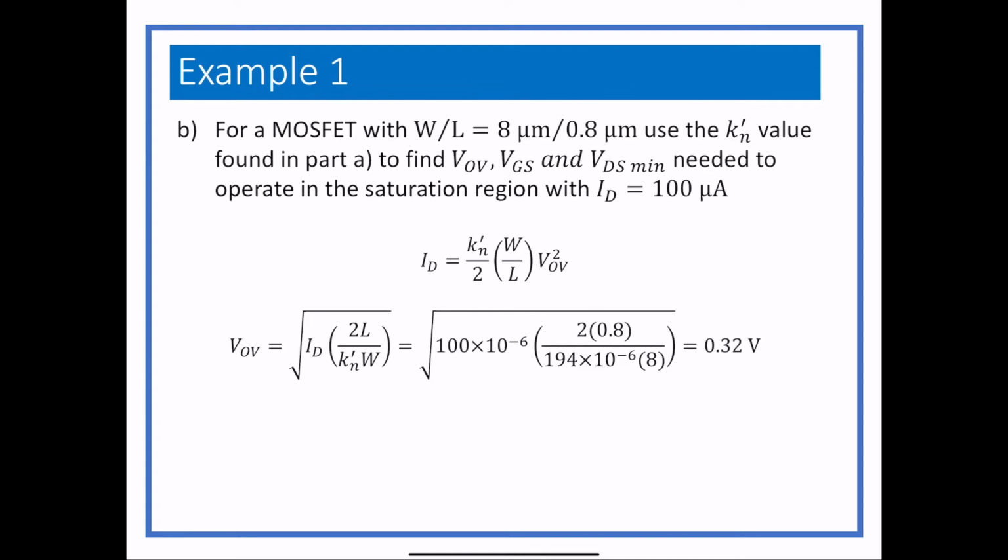We have 100 times 10 to the minus 6 for the drain current. We have 2. We have 0.8 for the length and 8 for the width, and then the process parameter we found before. And I didn't worry about the fact that both of those values were in micrometers because they cancel. So we just used the numbers and didn't worry about what the actual units were. And we get 0.32 volts.